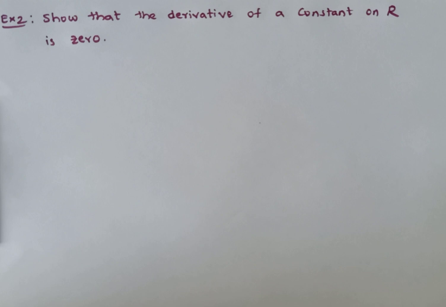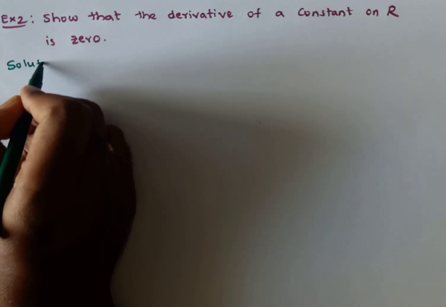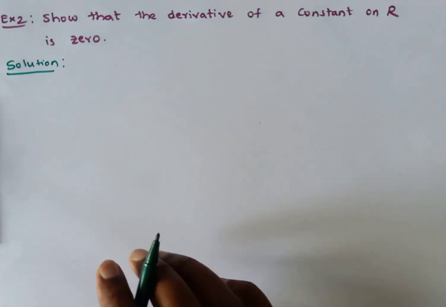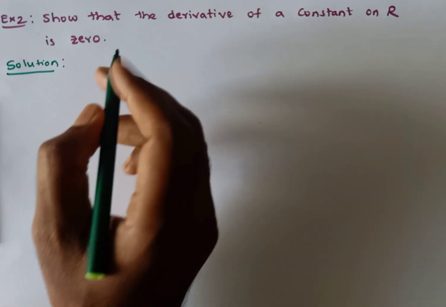So next example. Show that the derivative of a constant on the real number set is 0. The derivative of any constant is 0, and we need to prove it. That means f dash of any constant is always 0, or d by dx of any constant equals 0. If we show this, then we can directly write that the derivative of a constant, like 100 or 200, anything, will be 0.